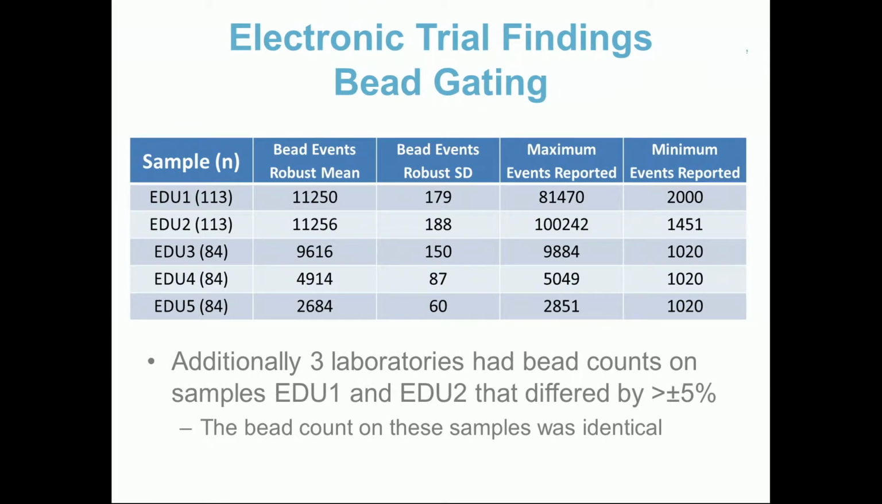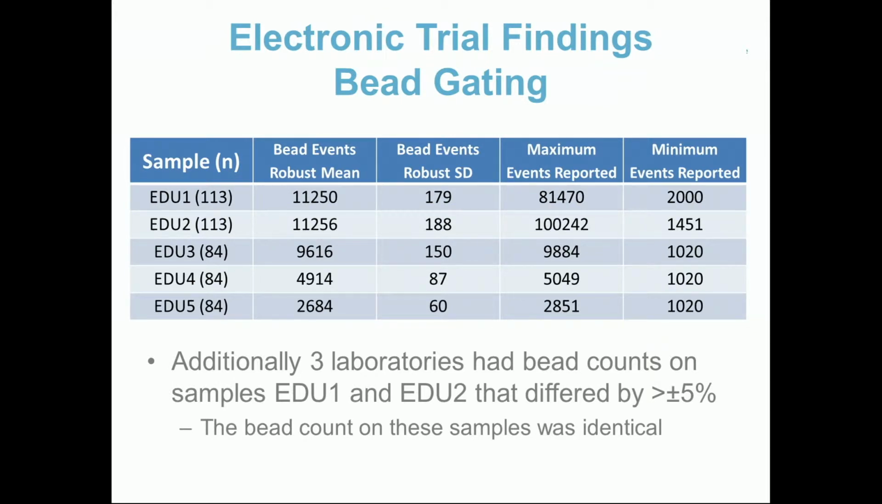Of particular concern to me was the bead count, because on this one we'd issued an electronic trial, so we could ask you to gate on the beads and use that to check how things were going. And as I said, the beads in sample 1 and sample 2 were 100% the same. So why have we got different answers for the maximum number of beads, and for the minimum number of beads? Actually, why have we got so many different answers, from 81,000 beads down to 2,000? That's another question. But it was interesting that 3 laboratories had bead counts that differed by a great percent on the same population, analysed by, I'm assuming, the same data.